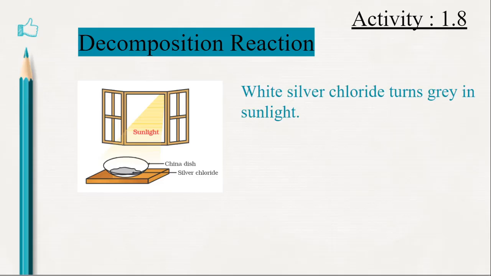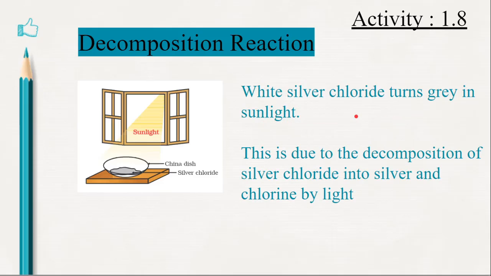You will see that white silver chloride turns gray in sunlight. First of all, the color of the silver chloride is white and it turns into gray color in the sunlight. This color change is due to the decomposition of silver chloride into silver and chlorine by light. So here there is a decomposition. The reactant breaks down into simpler products. That is the definition of decomposition. Here the silver chloride is our reactant and it breaks down into silver and chlorine by the light.